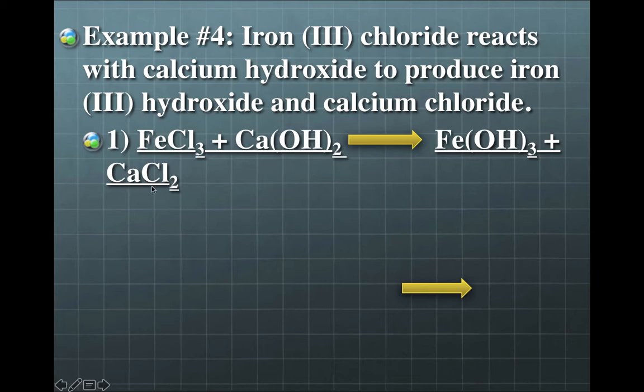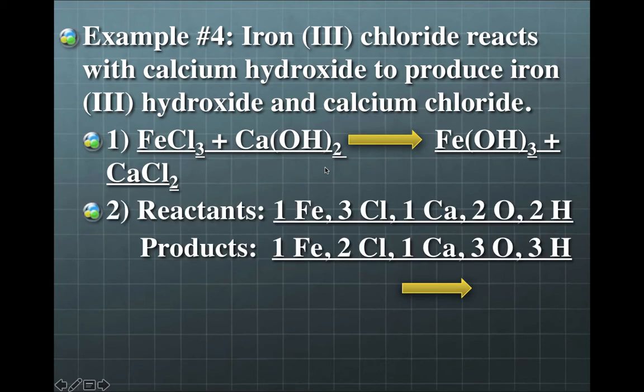Now, this one's even harder because we have the parentheses. So first I count my reactants and my products. You can see just right off the bat I have the same number of irons on both sides, which is 1. My chlorines change from 3 on the left to 2 on the right. My calciums stay the same. My oxygens change from 2 on the left to 3 on the right. And my hydrogens change from 2 on the left to 3 on the right. Just looking at this, again, I highly suggest you generally save oxygen, hydrogen last.